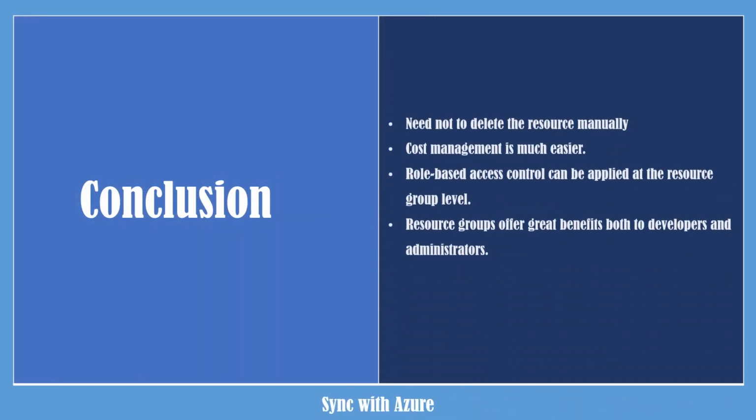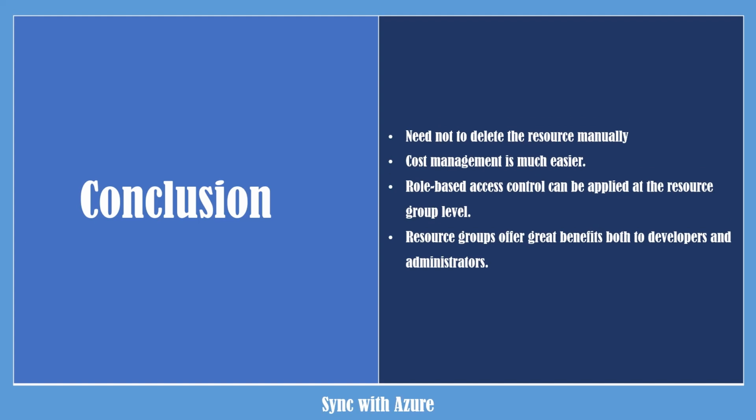Now, conclusion. When we use the resource group, we need not delete the resources manually. Without the resource group, development and deployment will be critical and time consuming. Cost management is much easier. Role-based access controls can be applied at the resource group level, as we saw. Resource group offers great benefits to the developers and administrators.